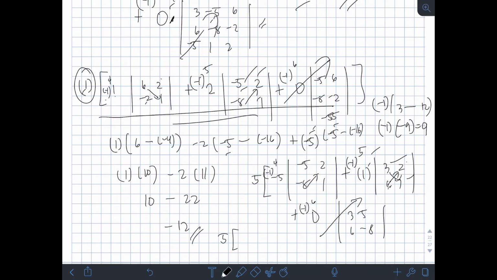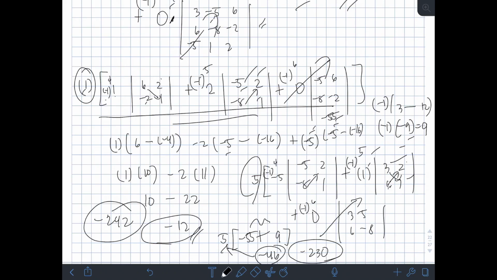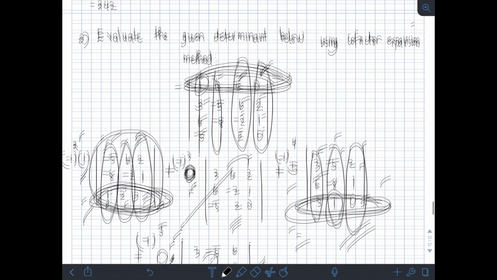Next, dahil ito ay 0, kahit hindi na natin kuhain yung value. So, meron tayong 5 times, yung negative 55 plus 9. So, negative 55 plus 9 is negative 46. Then, times 5 pa is negative 230. So, yung dalawang nakuha natin is itong negative 12, tapos itong ngayong negative 230. So, add natin. Negative 12 plus negative 230 is negative 242. So, therefore, ito yung value ng ating determinant.